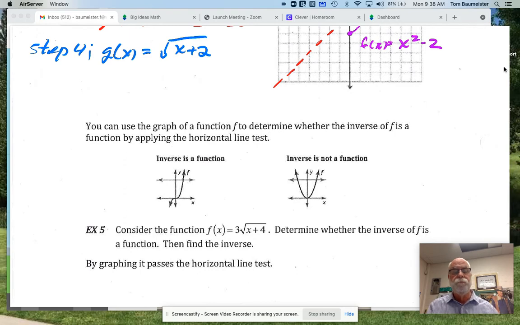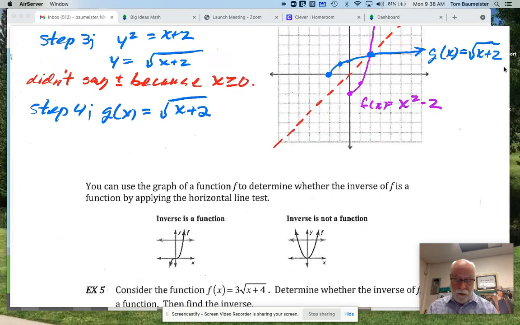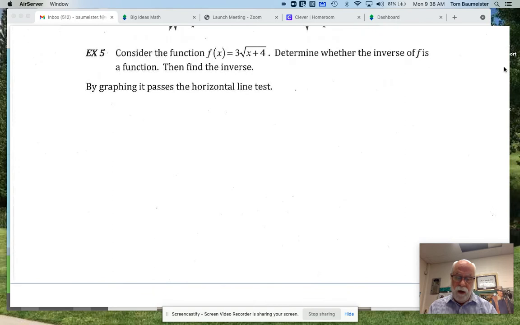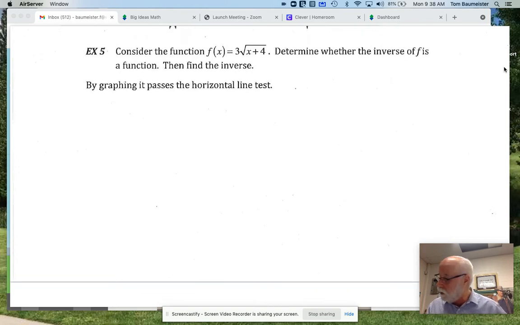All right, so our last example here, example 5, consider the function f of x is equal to 3 times the square root of x plus 4. Determine whether the inverse of f is a function, then find the inverse. All right? So on something like this, you would plug it into your calculator. And I'm just going to tell you right now, for the sake of time, it is a function. All right? So we're going to go ahead and do like we said before.